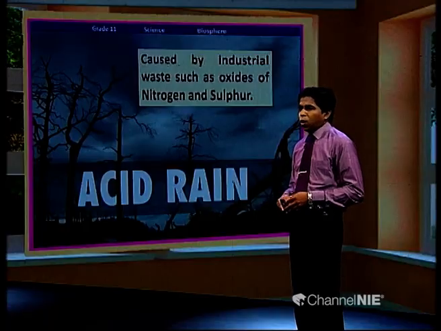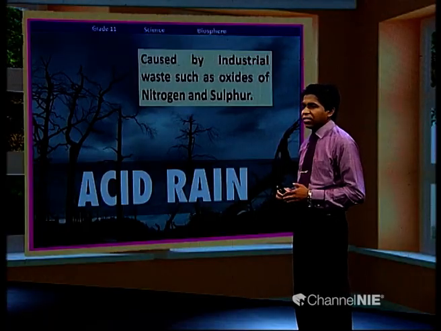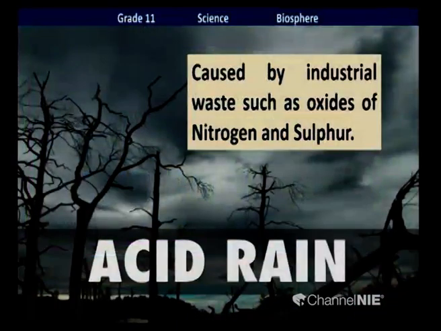Number 1, acid rain. What is known as acid rain? Acid rain is caused by acidic gases. You have learned there are several types of acidic gases. Some of the acidic gases are weak and some are strong. Acid rain is caused by strong acidic gases, for example sulfur dioxide and nitrogen dioxide, in addition to sulfur trioxide.